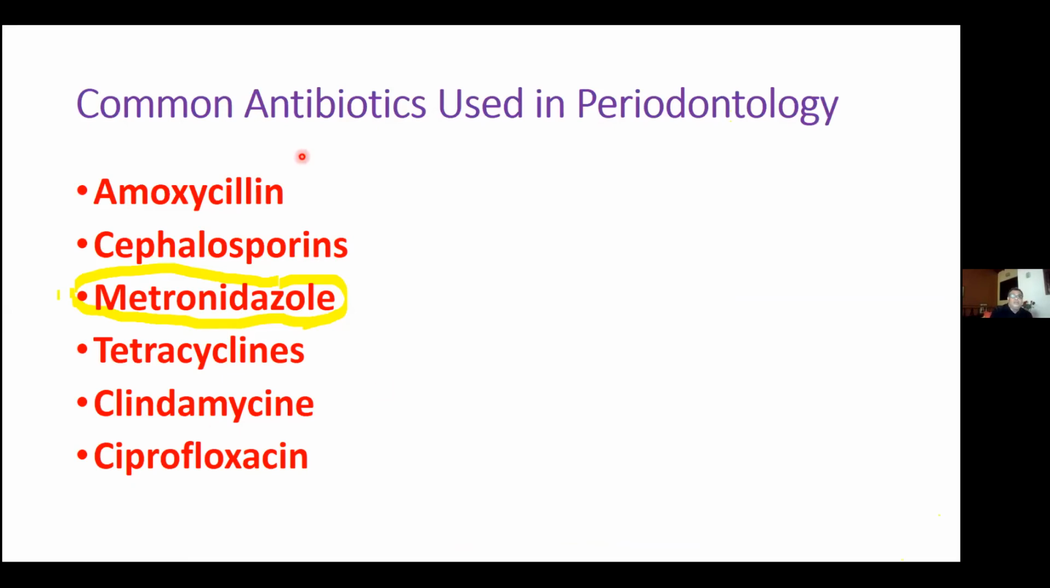So these are some of the antibiotics listed in periodontology. You can use metronidazole alone or in combination with these medications. It can be used with amoxicillin, cephalosporin, even with the tetracyclines, clindamycin and ciprofloxacin to be more effective in refractory periodontal diseases.